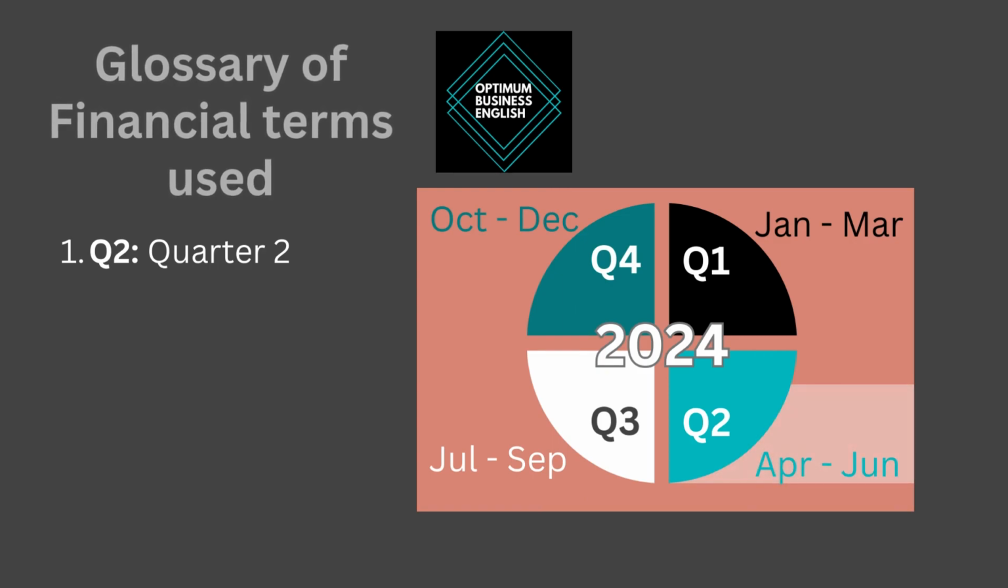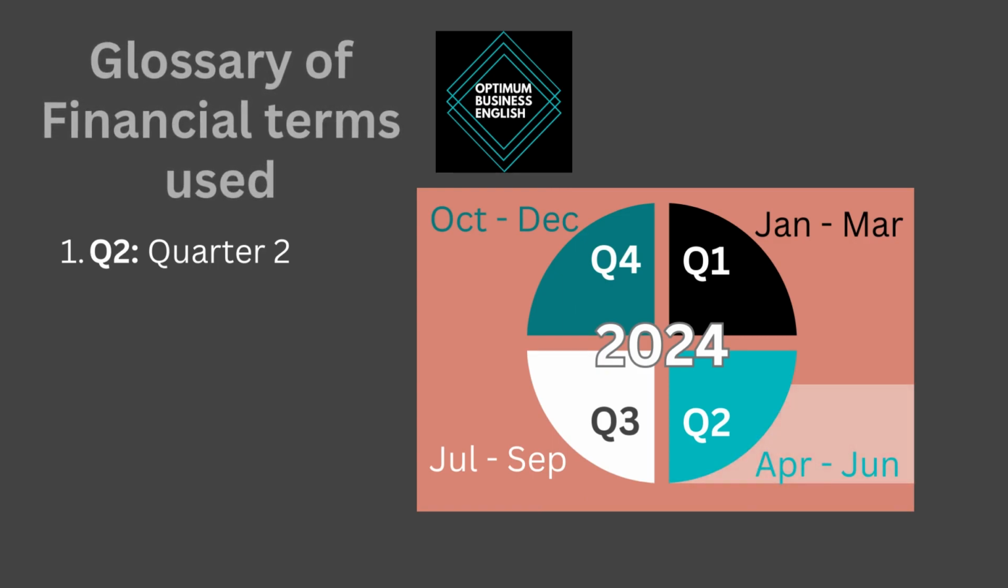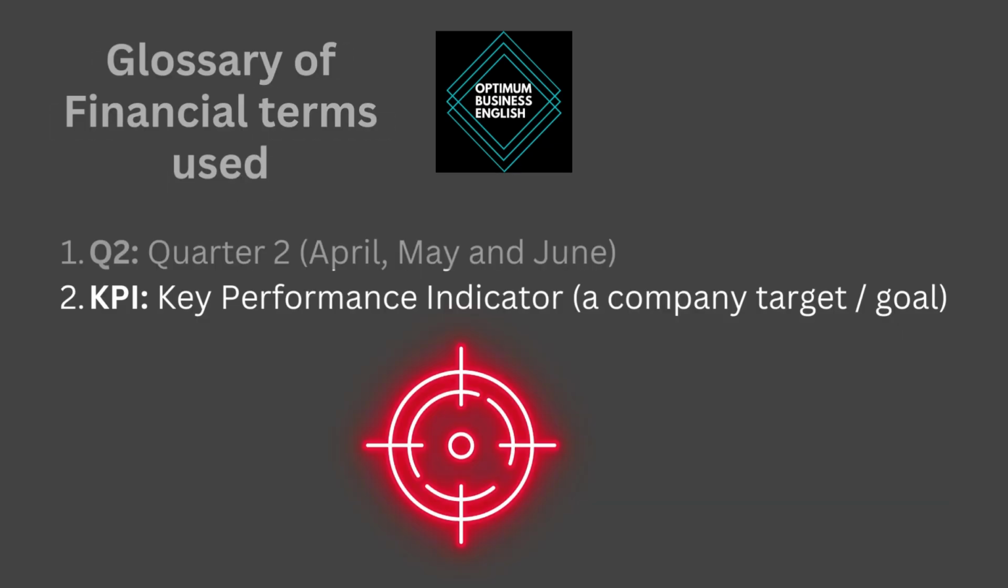Q2, also known as quarter 2, are the months of April, May, and June of each year, if the company's financial year starts in January. KPI, or Key Performance Indicator, is a company target or goal.